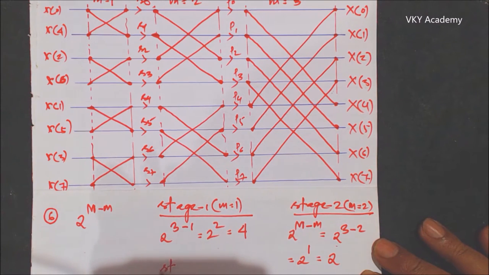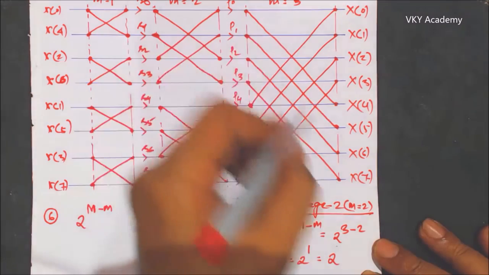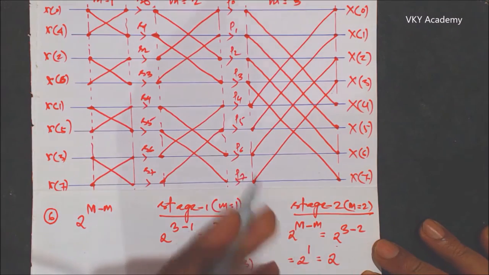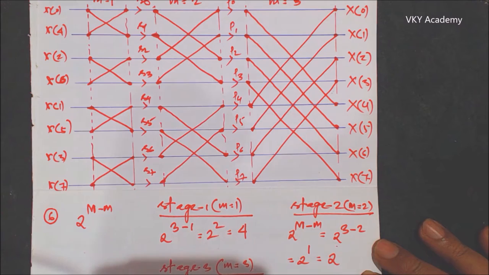Let us calculate for stage number 3, where small m is equal to 3. 2 to the power 3 minus 3, which is equal to 2 to the power 0, and that is equal to 1. So total of 1 number of set is available in the stage number 3. So this is how we can calculate the number of sets or sections of butterflies in each stage.